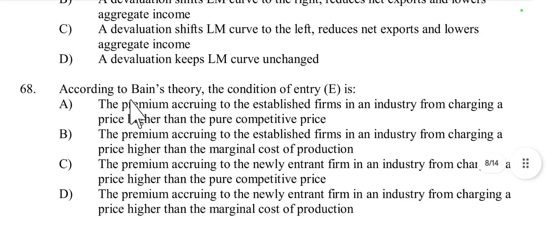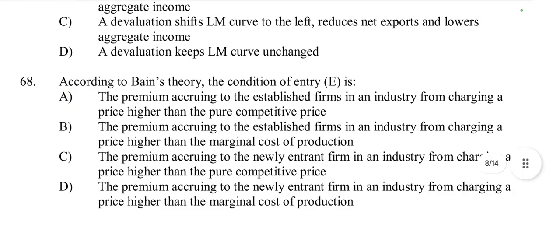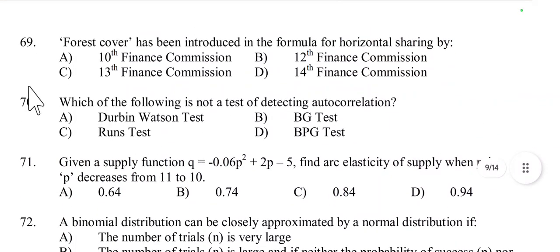Then question 68, according to Bain's theory, the condition of entry is the premium acquired by the established firms in an industry from charging a price higher than the pure competitive price. Yes, this is the statement of the condition of entry in Bain's theory. Then question number 69, forest cover has been introduced in the formula for horizontal sharing by the 10th, 12th, 13th, 14th Finance Commission. Forest cover was introduced in the 14th Finance Commission. So option D is right here.